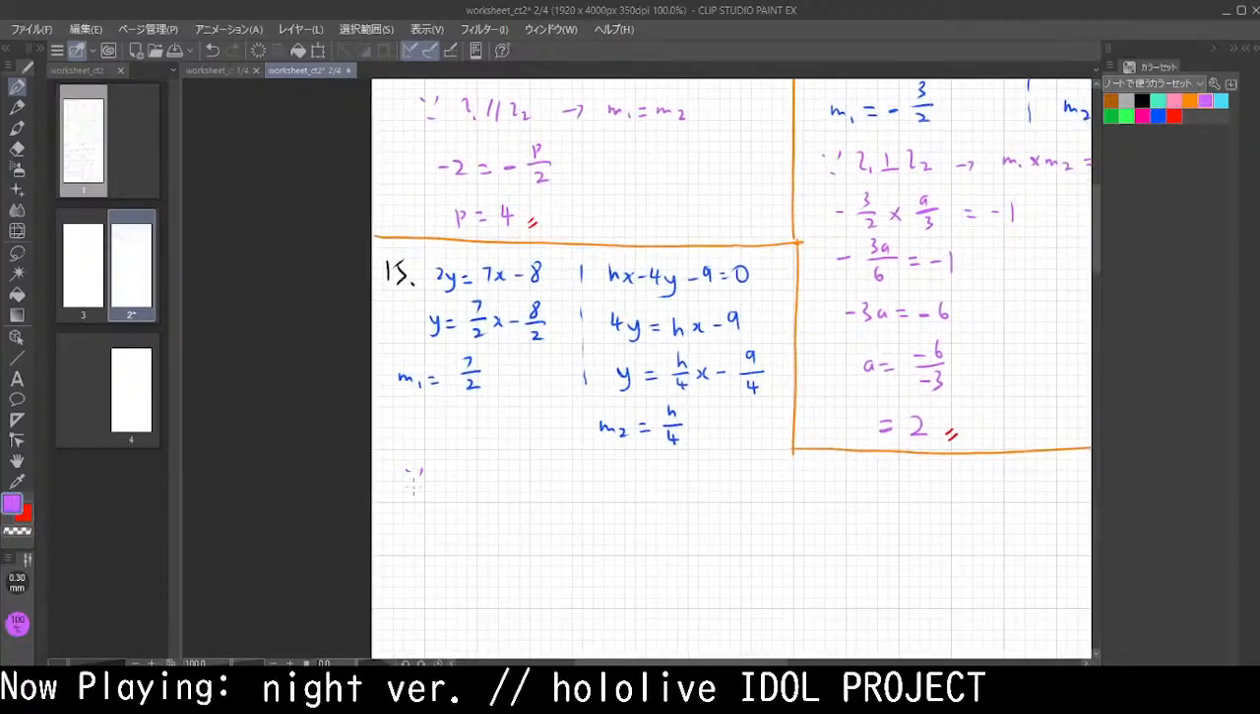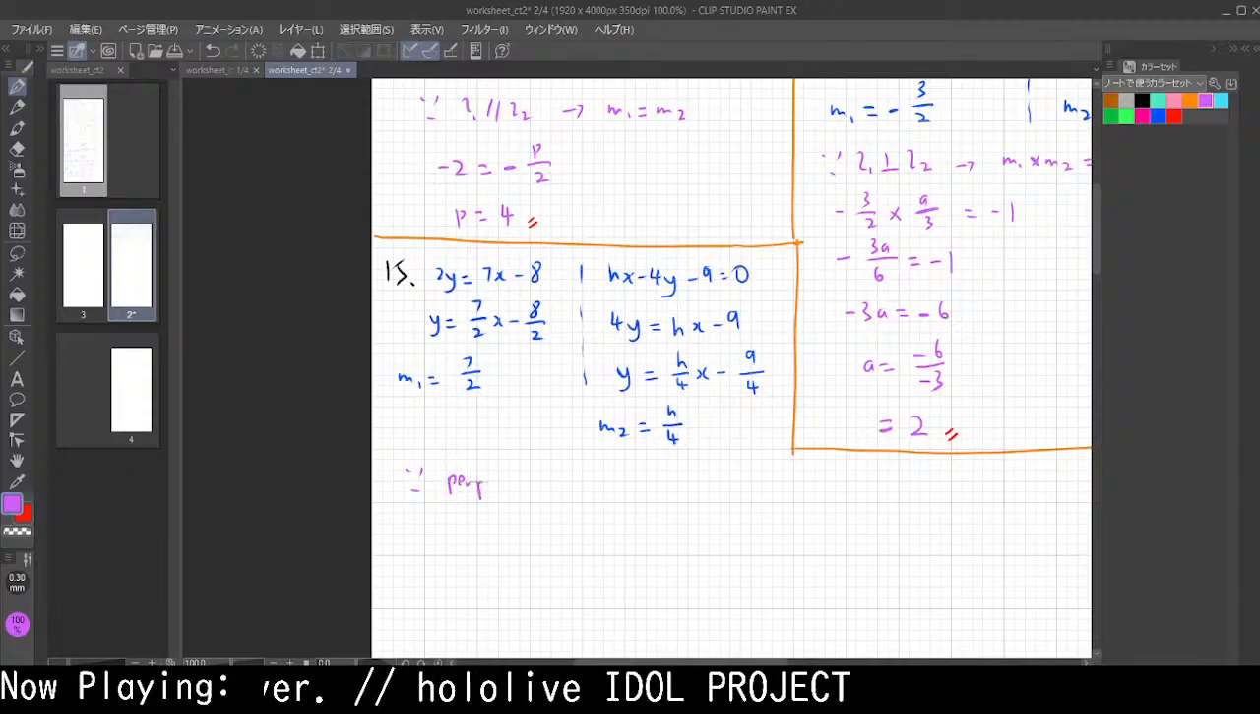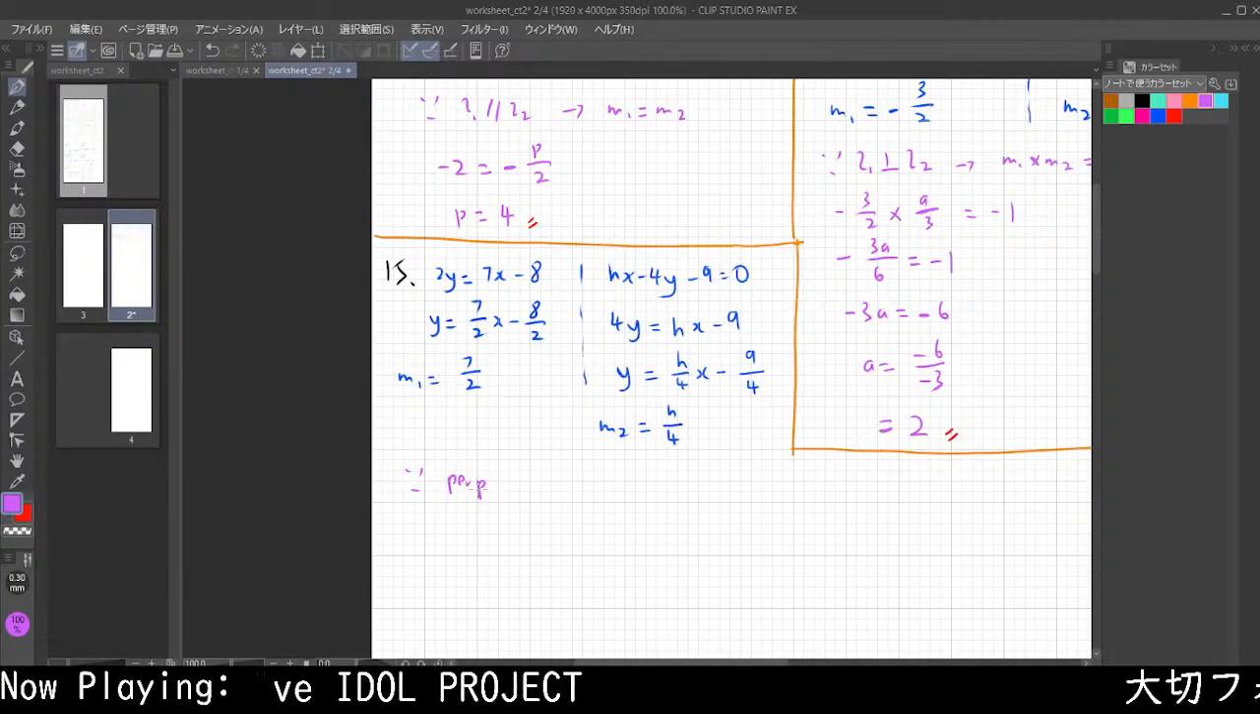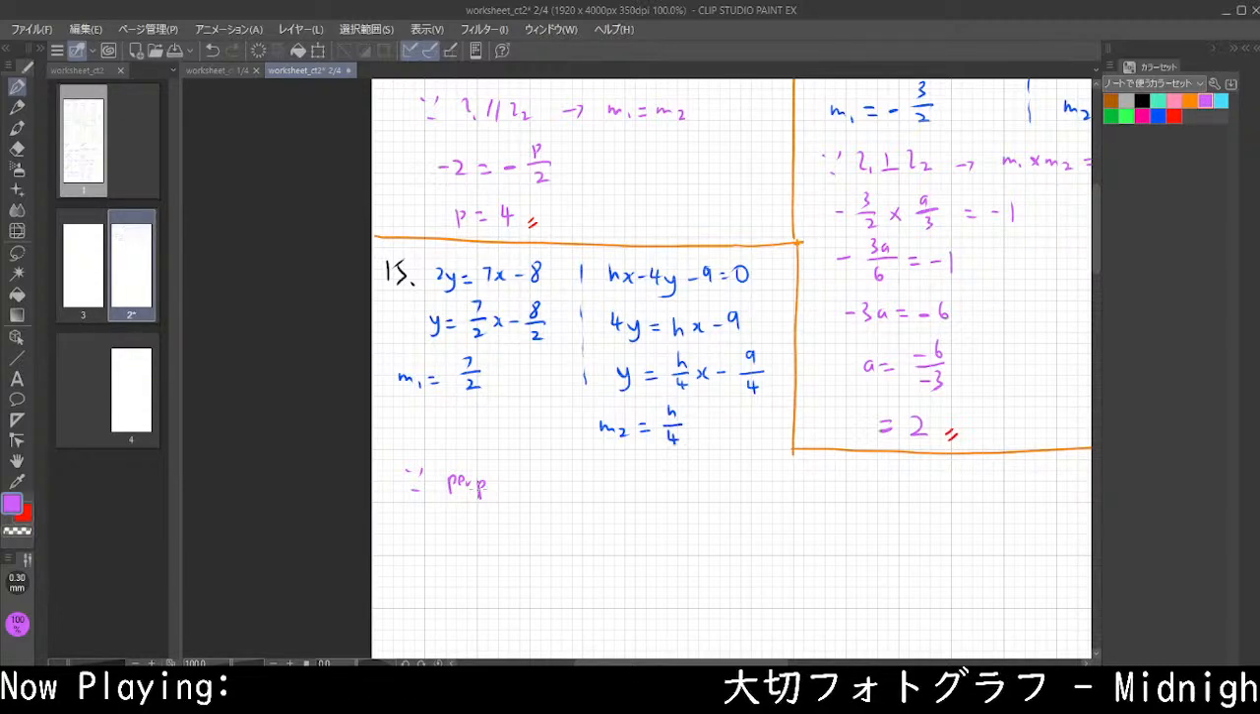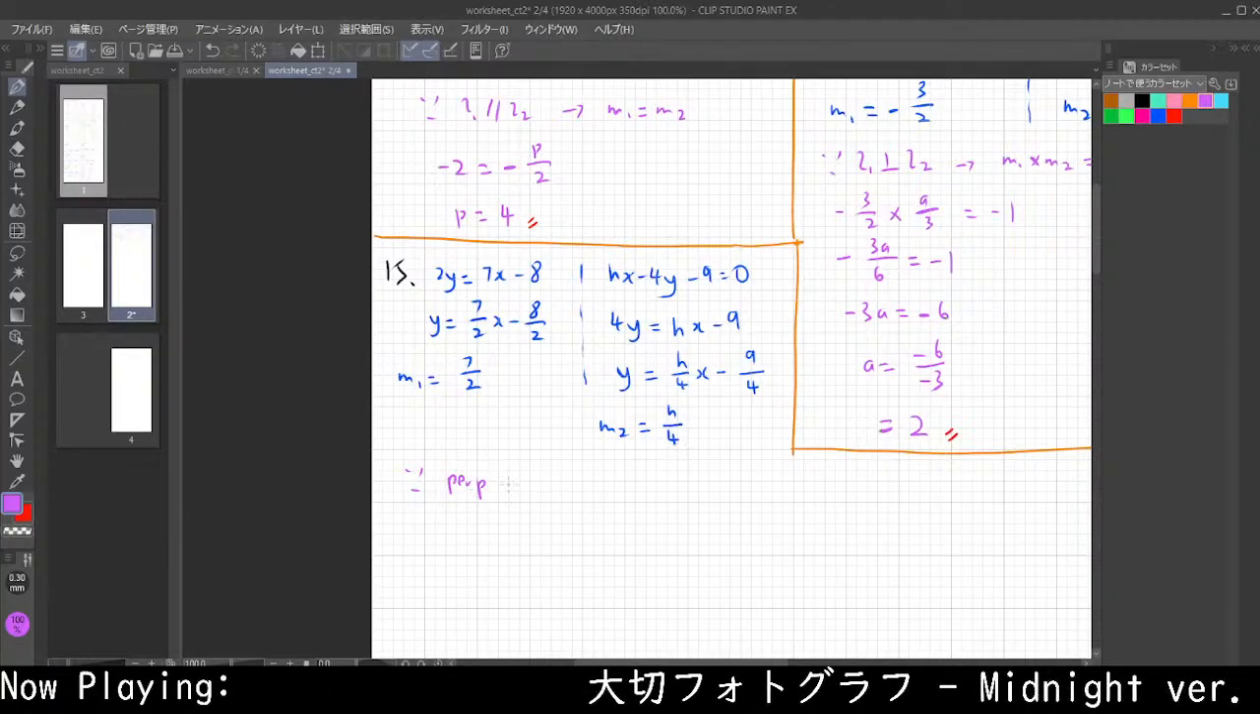So since perpendicular, perp is short for perpendicular. The symbol you see over there is actually perp. We call it perp, short for perpendicular, because it's only used for one purpose.